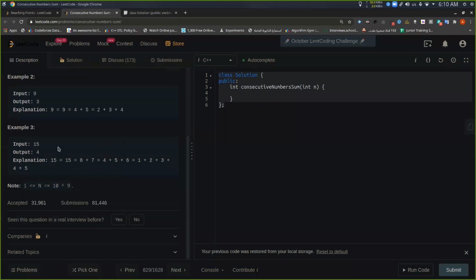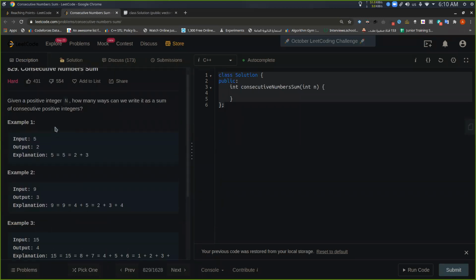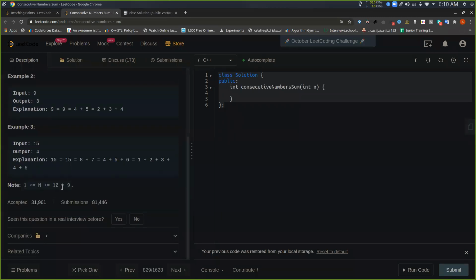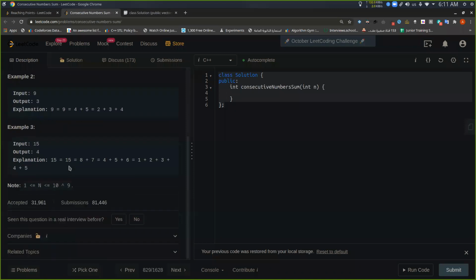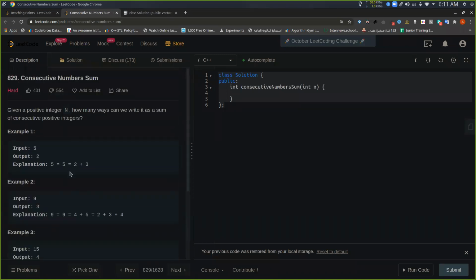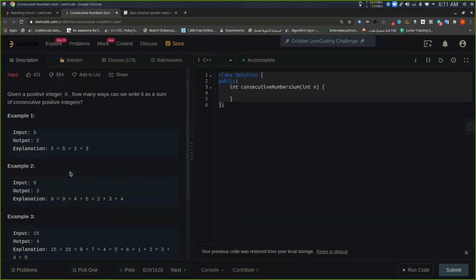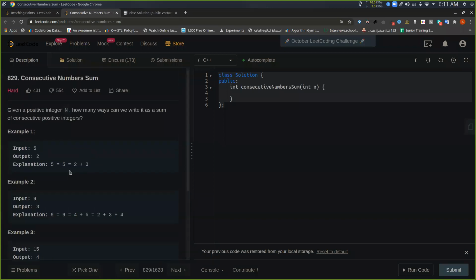Anyone can tell me how we can do this? Any ideas how we can find the number of ways? And of course, n is up to 10 to the power 9. I'll let you think about it for 1 minute if you want to say any idea, even if it's too easy an idea.